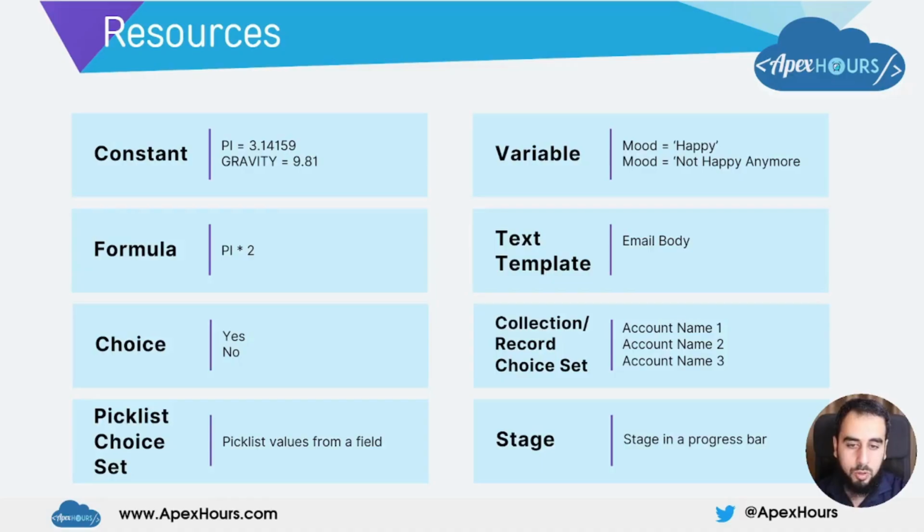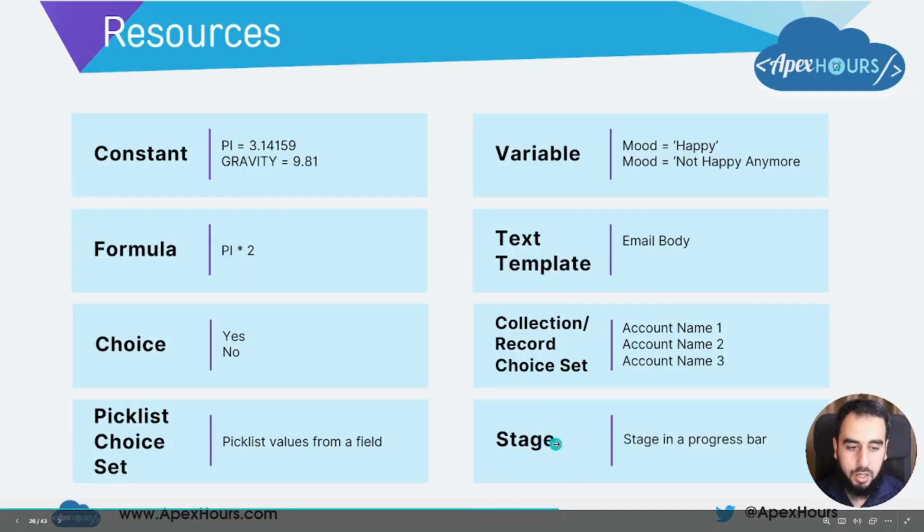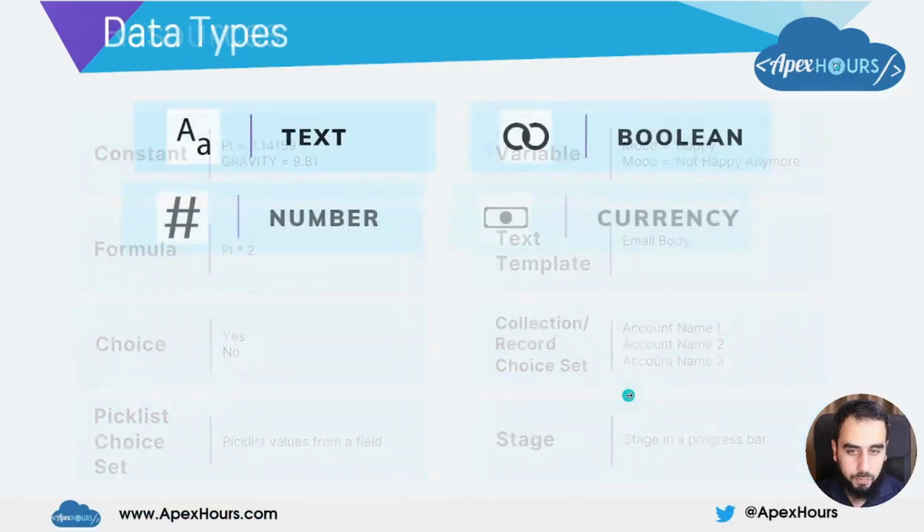The last one here is a stage, and this is if you add a progress bar, like if you have 4 screens and then the first screen represents the first stage. So at the top of the screen, a progress bar shows the current stage, next stage, and next stage. So we can set the stage this way.